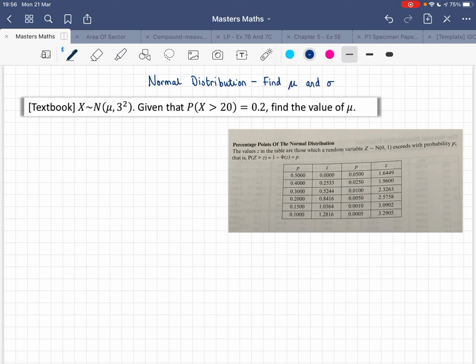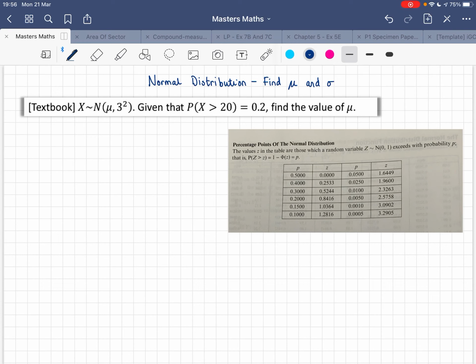We've got x is normally distributed with a mean of mu. We don't know what the mean is, standard deviation of 3. Given that the probability that x is greater than 20 is 0.2, find the value of mu. So find the mean.